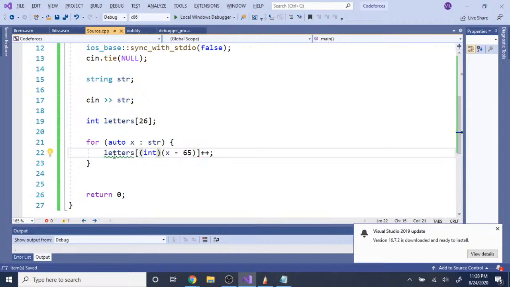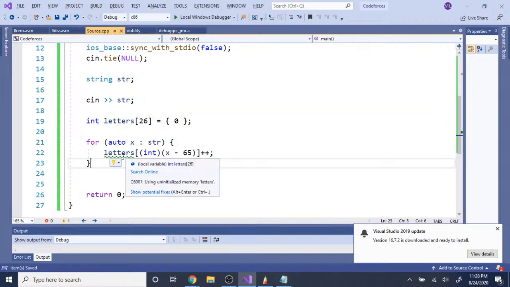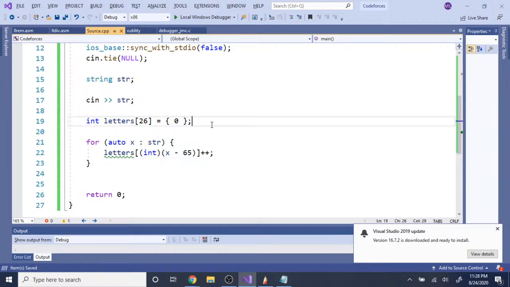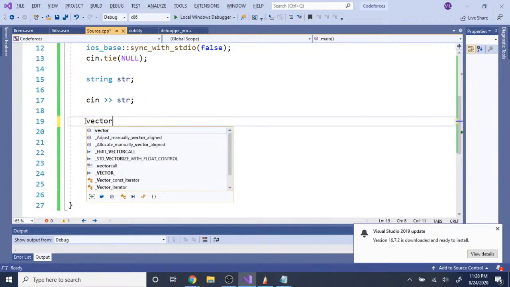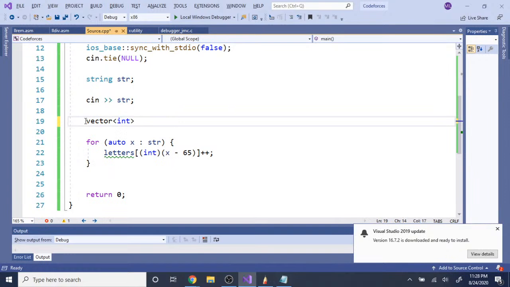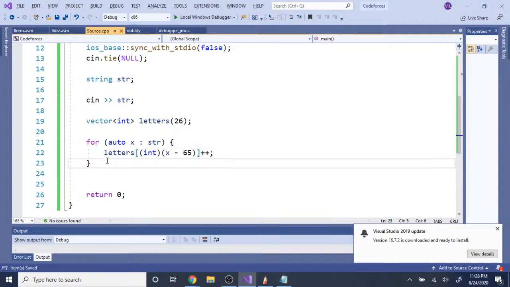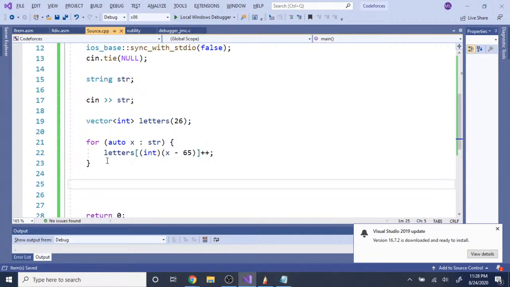Okay, what's the problem? Uninitialized. It should all be zeros. Okay, let's just use a vector then. It's giving me a weird error. Let's see, letters, 26. Yeah, okay. So now we have that.